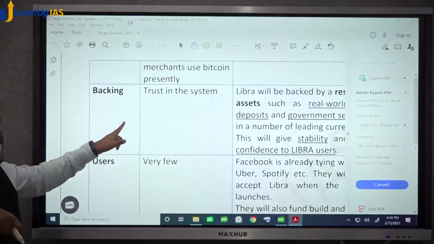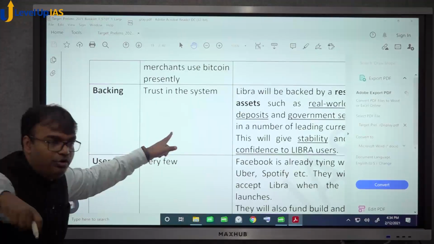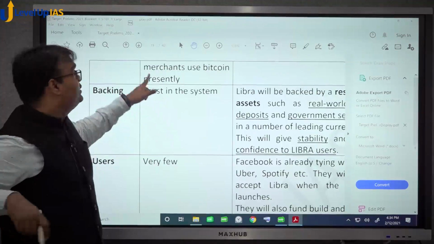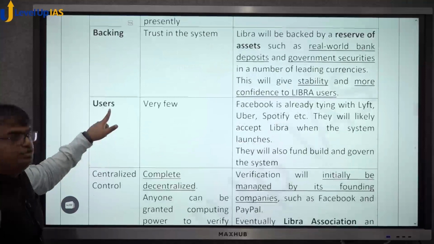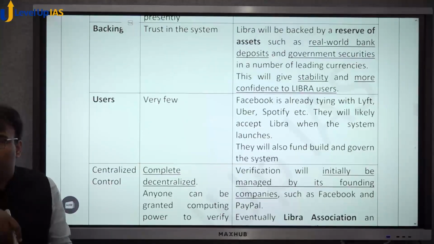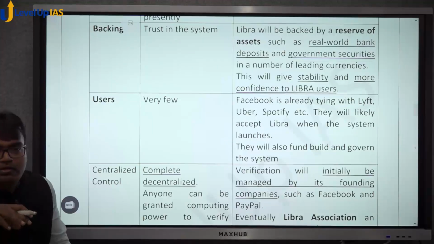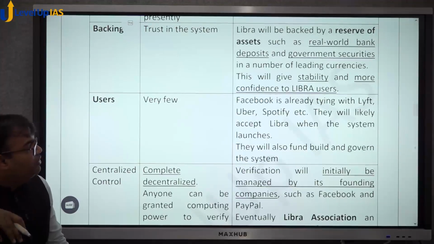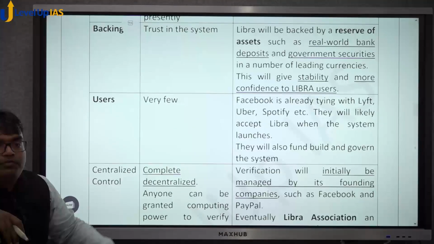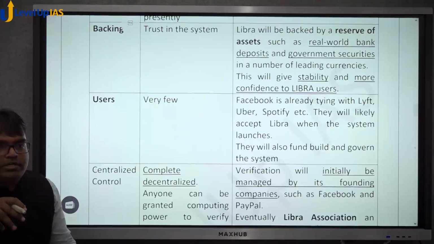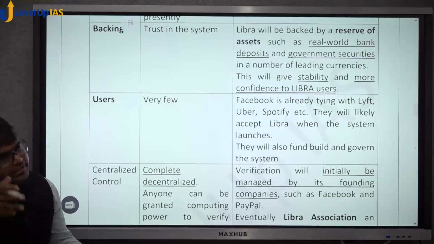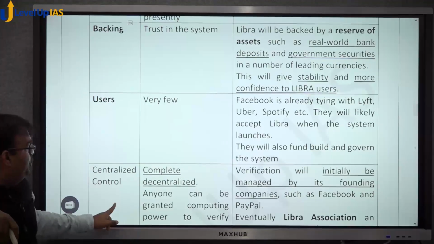Libra is backed by assets, whereas Bitcoin will be backed by the trust in the system. More and more people are using Bitcoin, more and more people would trust it. Currently Bitcoin has very few users, but the Libra association, which is creating Libra, includes companies like Lyft, Uber, Spotify, Visa, etc., which have a lot of consumers. And if they all start using Libra once it's created, its applications would be huge.